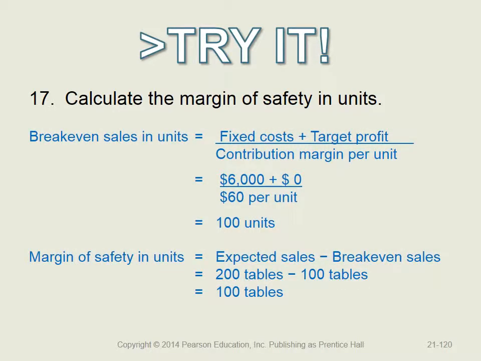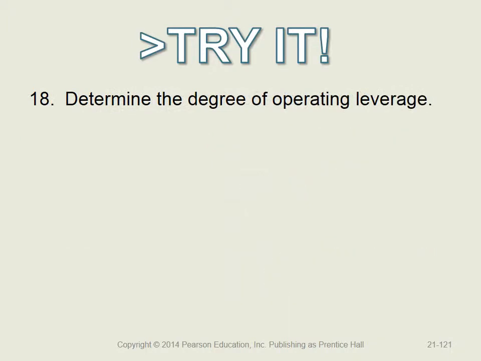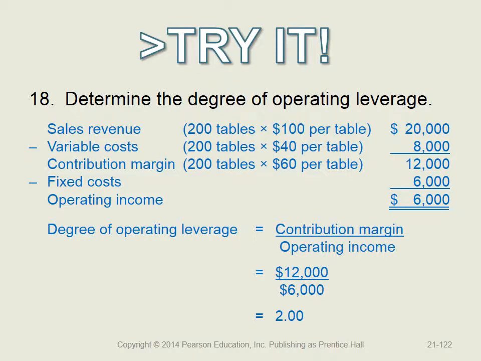So we have break-even sales in units of 100 units and margin of safety in units as 100 tables. Number 18: determine the degree of operating leverage. Plug it in. We end up with an operating leverage ratio of 12,000 to 6,000, or 2 to 1, which is the same as saying 2.00.